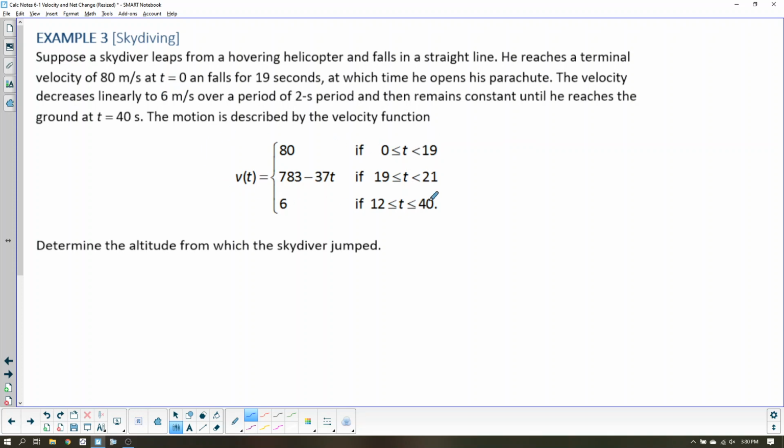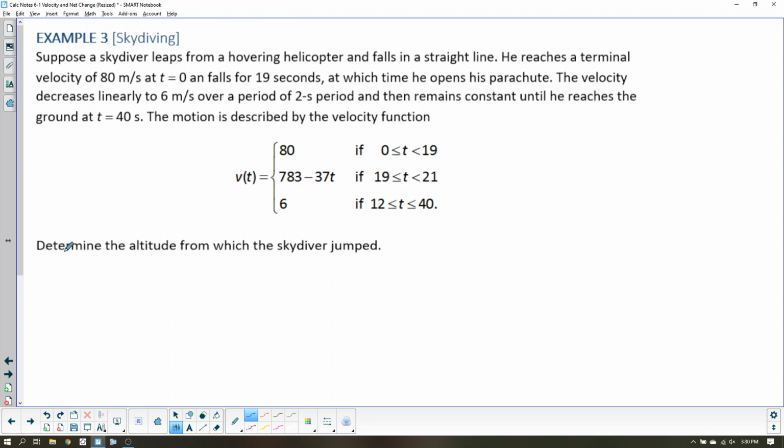So that whole situation could be modeled with this piecewise function, which we could have actually written ourselves. It would have made the problem maybe more interesting. This was the initial terminal velocity over the first 19 seconds. We pulled the cord to the parachute at 19 seconds and slowed down over the next 2 seconds to 6 meters per second and stayed at that until we hit the ground.